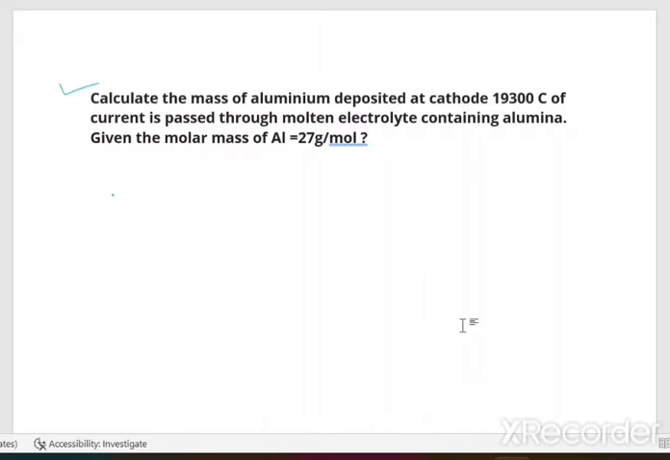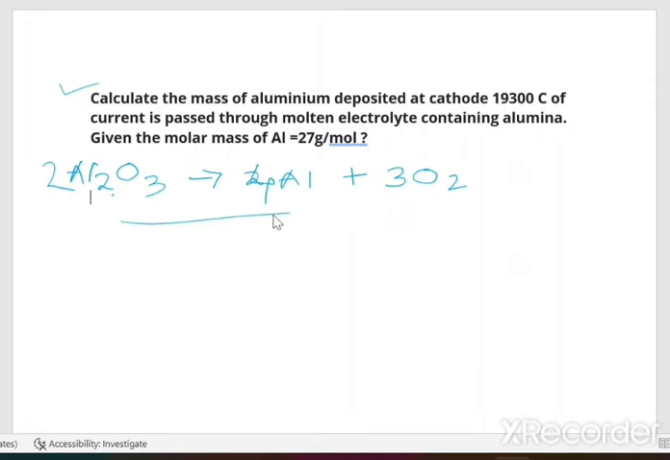Okay, so when alumina is converted into 2Al and 3O2, this is the reaction. Basically, if you balance it, so it will be 2 Al2O3 giving 4 Al and 3 O2. Okay, so this is the balanced equation.